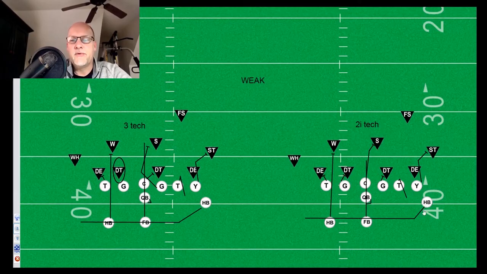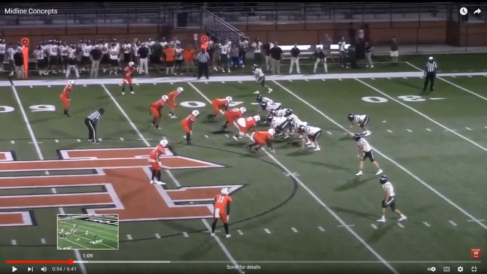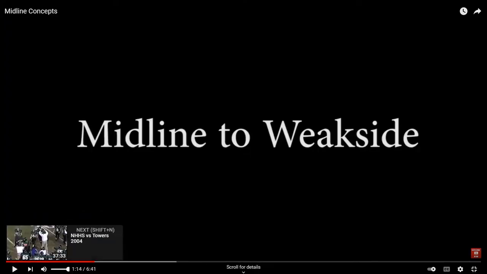So at the snap of the ball, he's coming full speed. And like I said, when we run belly, he's running belly sweep. If this guy folds inside, we're going to ride this and give him the ball on the outside. So let's take a look, and we'll run this a little bit more on our Weakside Midline.